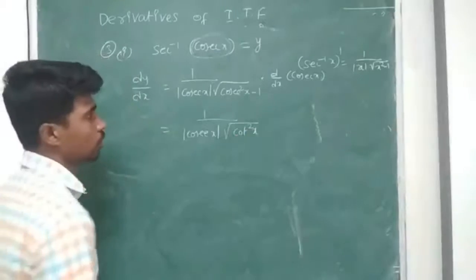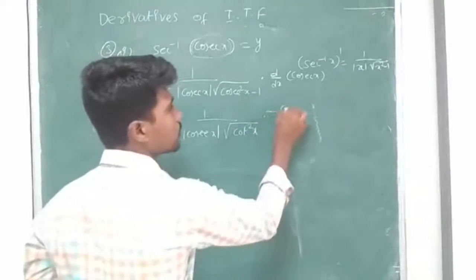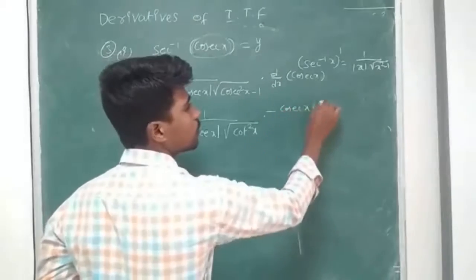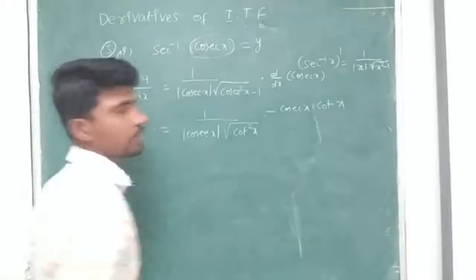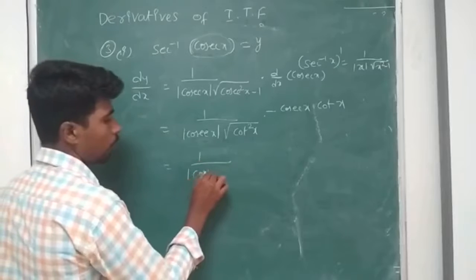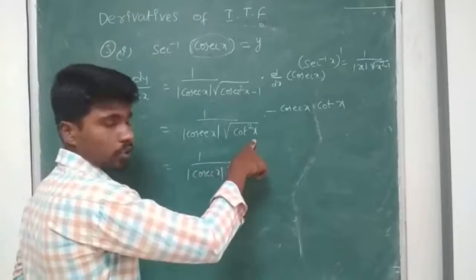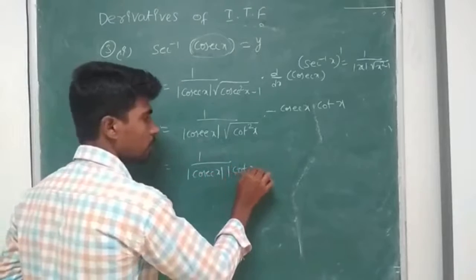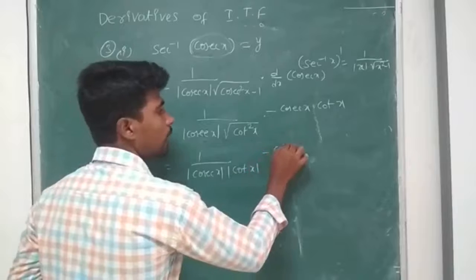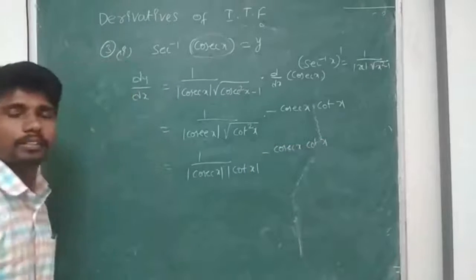Which is nothing but cot square x into d by dx of cosecant x, minus cosecant x into cot x. Then 1 by mod cosecant x into root of cot square x, we get modulus of cot x into minus cosecant x cot x. Minus cosecant x into cot x.